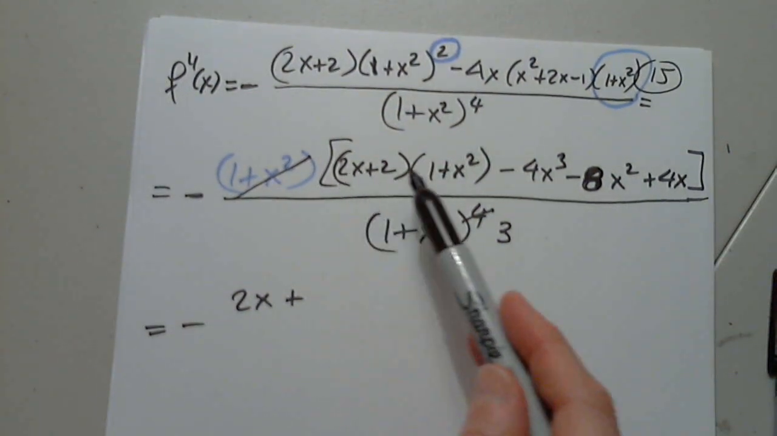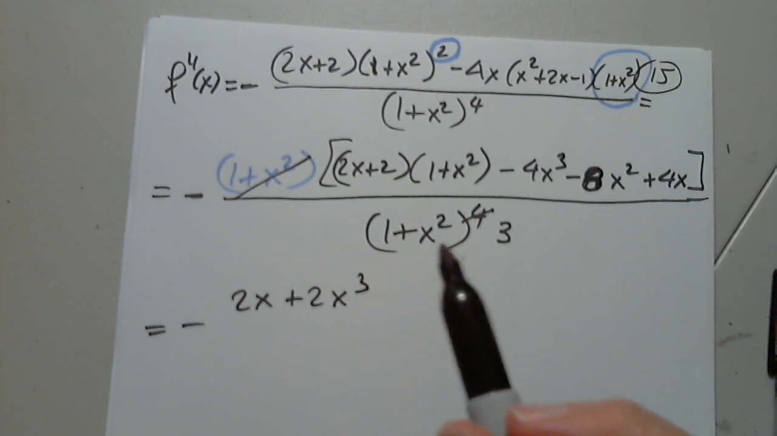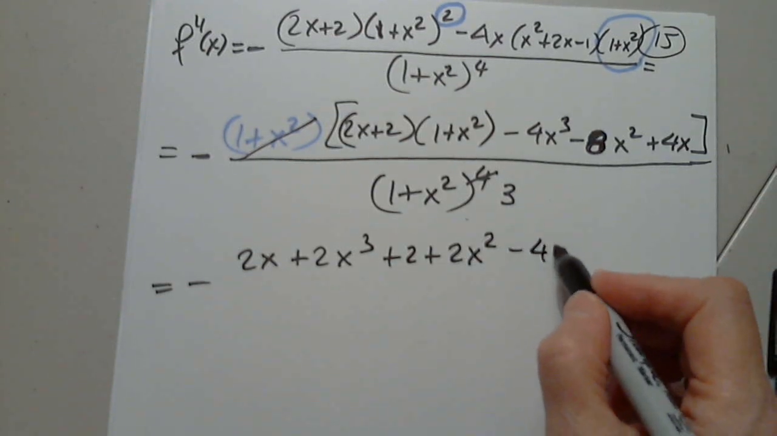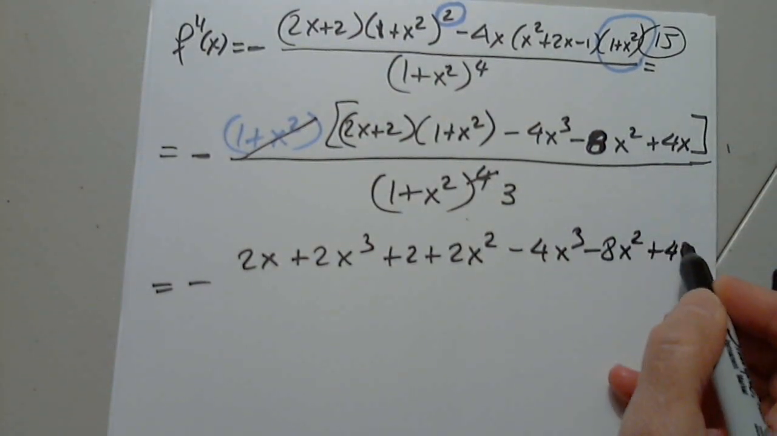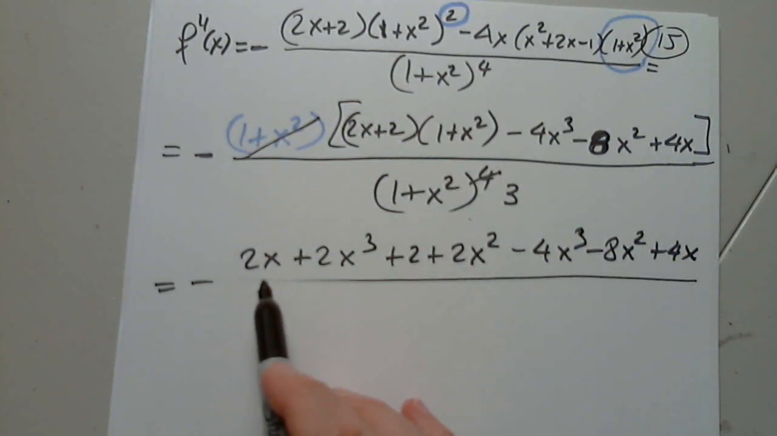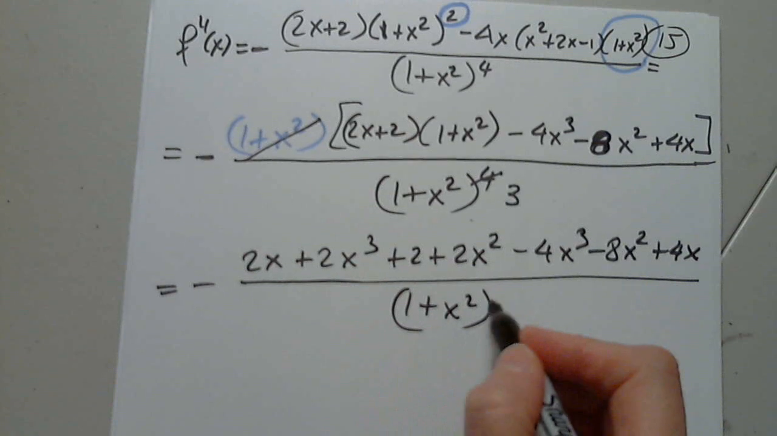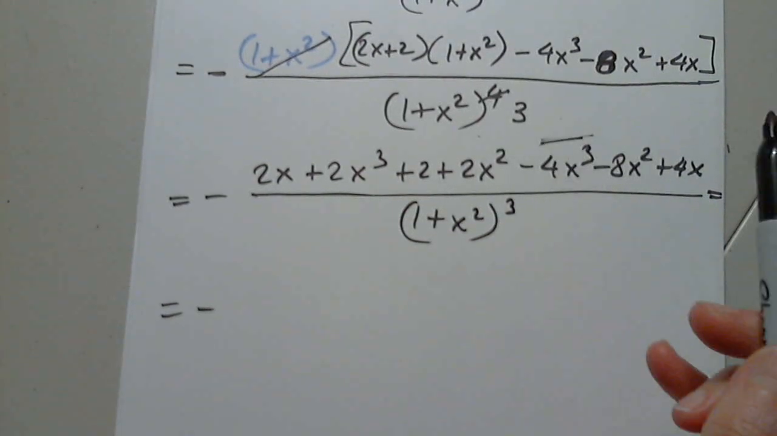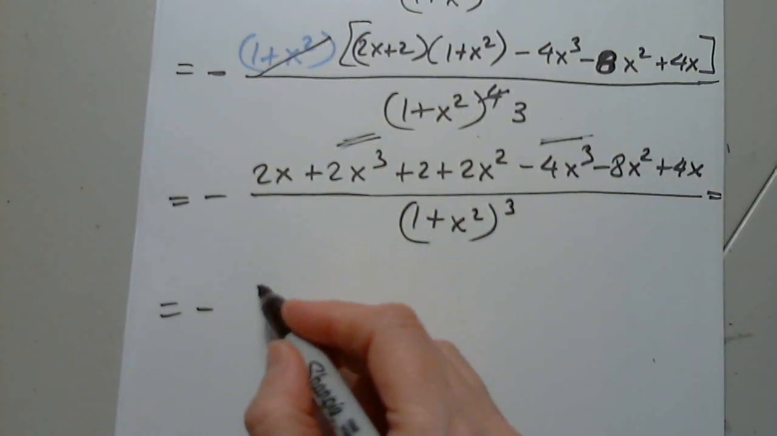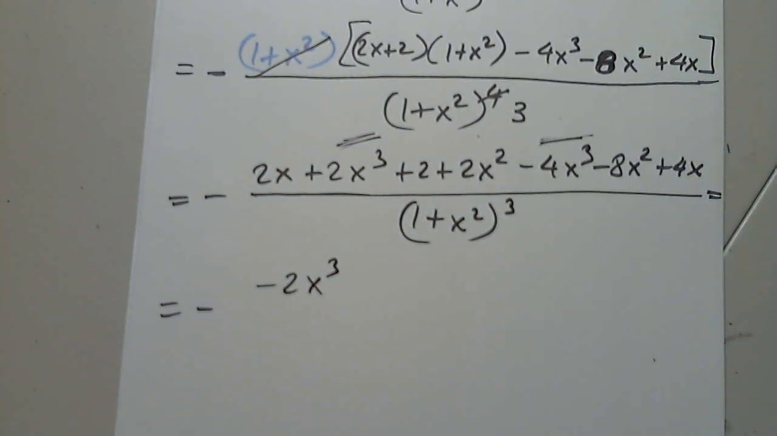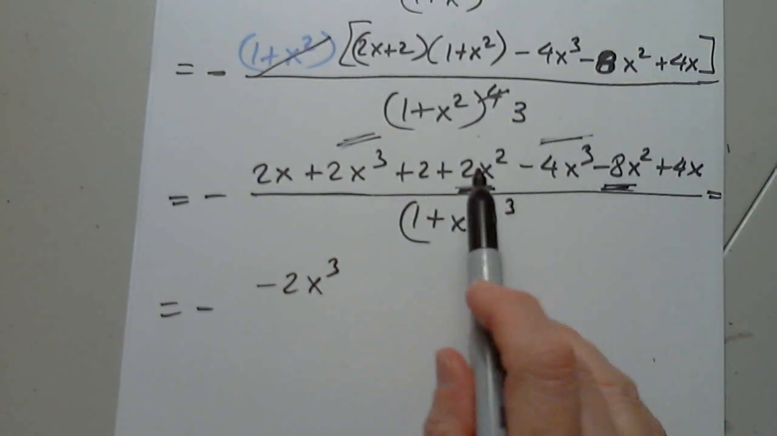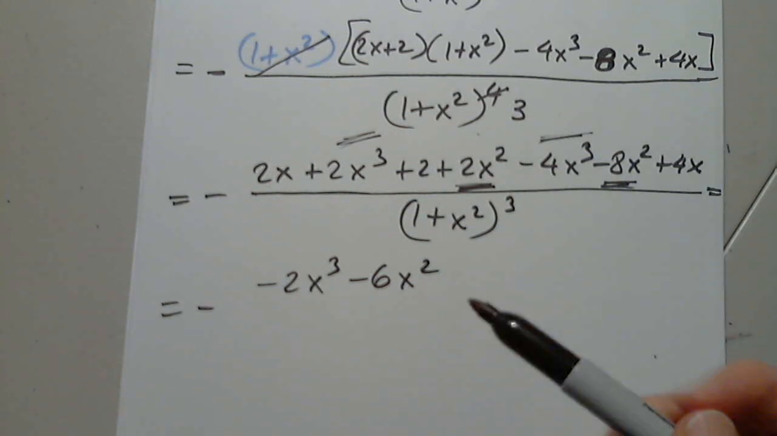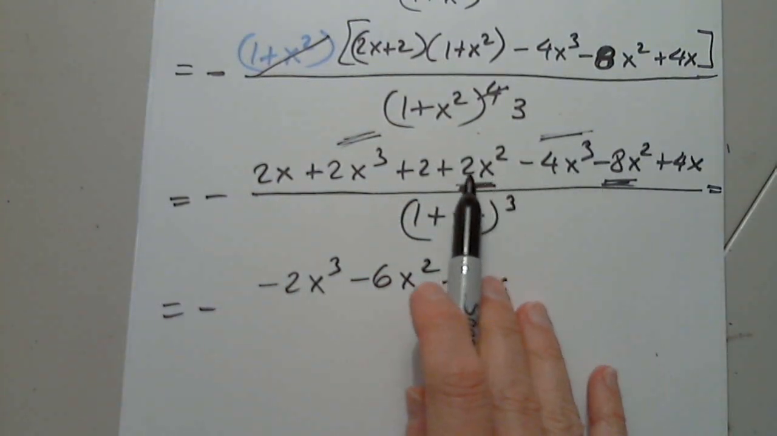So 2x times 2 and 2x times x squared. So 2x cubed. 2 times 1 plus 2x squared minus 4x cubed minus 8x squared and plus 4x. And nothing disappears, but that's what it is. Okay. So I have an x cubed with another x cubed here. So that's negative 2x cubed. Then I have x squared and minus 6x squared. Then I have 2x with 4x. And then I have a 2.